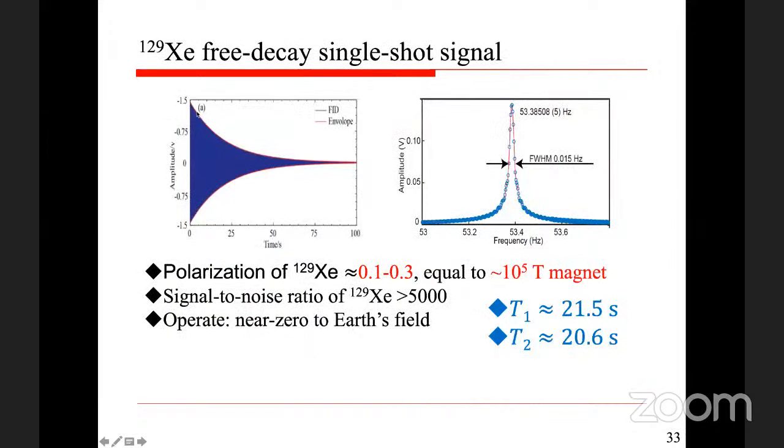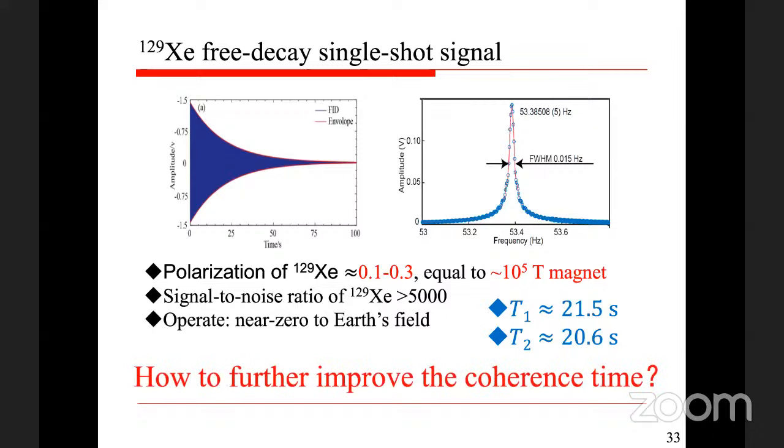We can see from this free decay signal that we can achieve an SNR above 5,000. So the spin polarization could be estimated to be about 10%, which is 4 orders of magnitude larger than the thermal equivalent at 10 Tesla. And we can also see from the free decay that the T2 is about 20 seconds. However, 20 seconds is still not enough for our research, so we're still trying to think about how to further improve the coherence time.